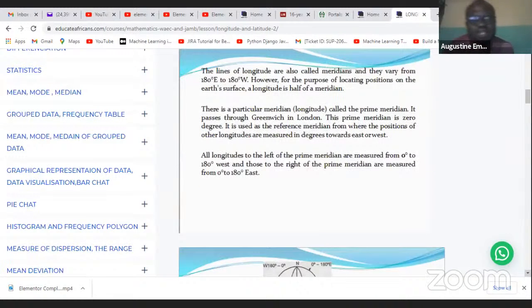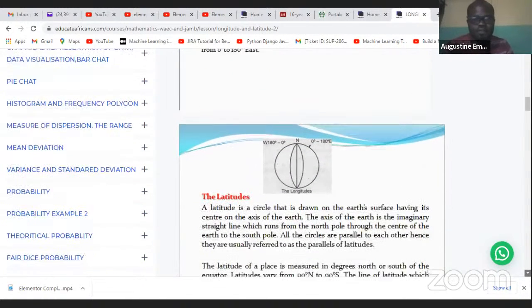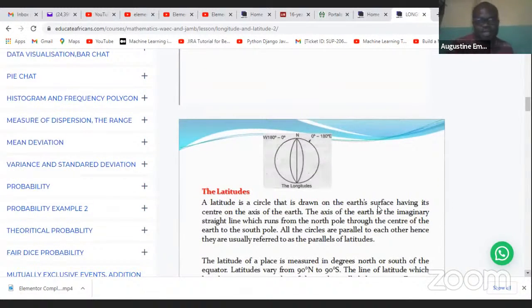Now, all longitudes to the left of the prime meridian are measured from 0 degrees to 180 degrees west. So all to the left, 0 to 180 west. And those to the right of the prime meridian are measured from 0 to what? 180 east. Let's keep moving forward. So you can see them here: 0 to 180 east, 0 to 180 west.